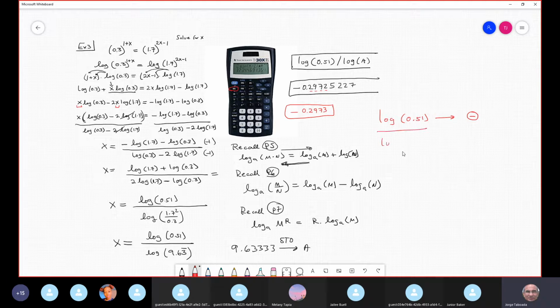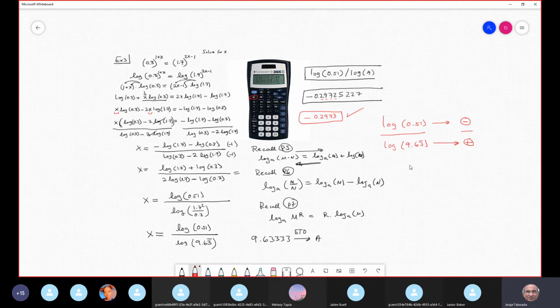And logarithm of 9.63 is positive because the argument of the logarithm is greater than 1. And negative divided by positive is, logically, negative. Boom. Final answer. Clear or confusing? Sorry, I know it's too long, but it's not my problem.